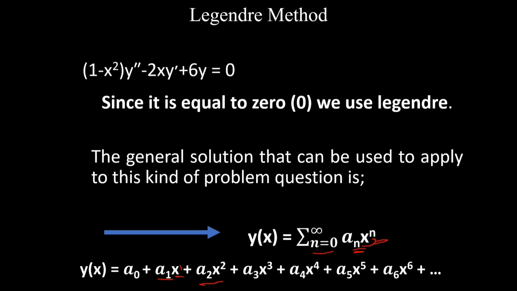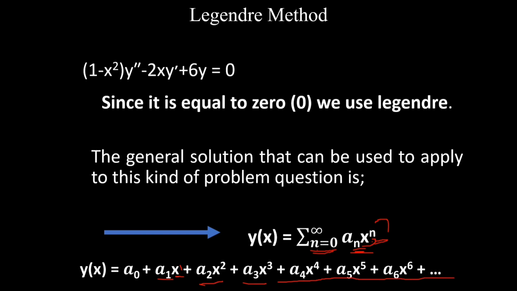As I've said, we make use of this equation at the ending part. If I take n equals 3, I will have a subscript 3 x raised to the power of 3. That is how we arrive at this part. And the same thing applies to the others, to infinity.